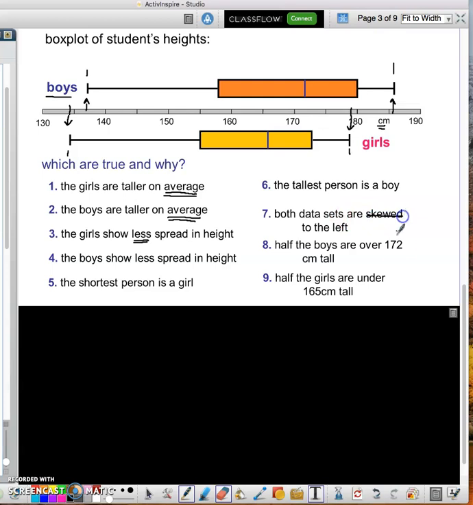We're not going to talk about skew. Half the boys are over 172. Well, here's my 172. It's right about here. Half is to the right, half is to the left.